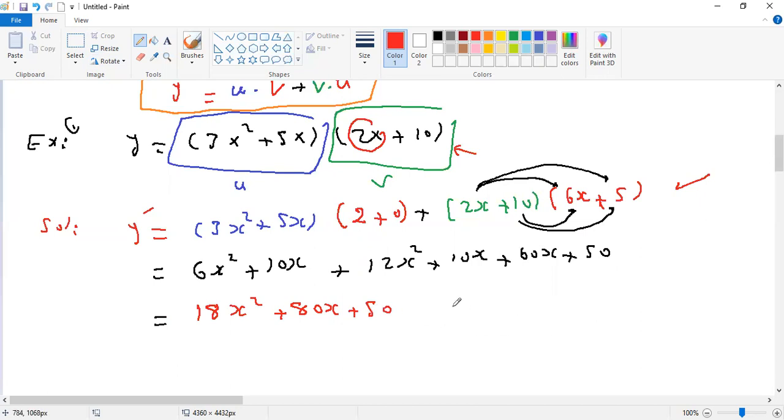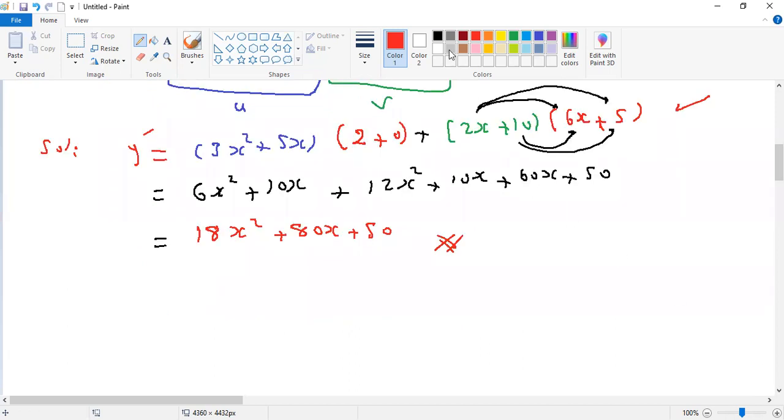So this is the derivative, students. Here I'm repeating it: 2 by 3x squared, 2 by 5x, 10x. And here I have the FOIL multiplication. Don't add, because multiplication first: 2x by 6x, 12x squared; 2x by 5, 10x; 10 by 6x, 60x; 10 by 5, 50. You have x squared with x squared, 18x squared, and 80x, and 50 is a constant. So this is the derivative of 3x squared plus 5x multiplied by 2x plus 10.